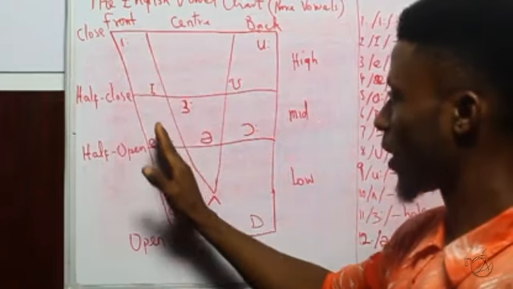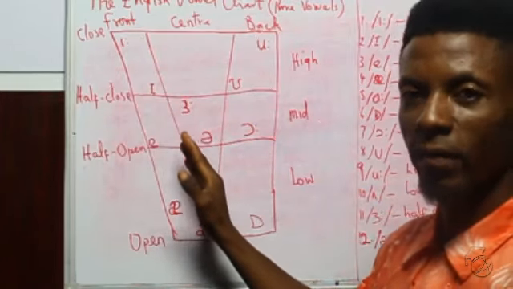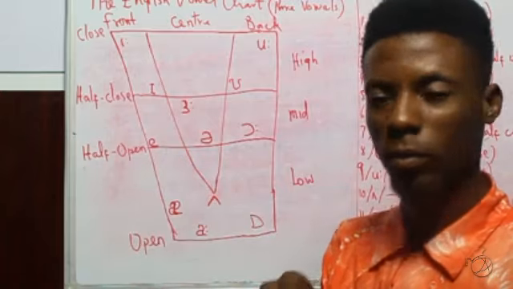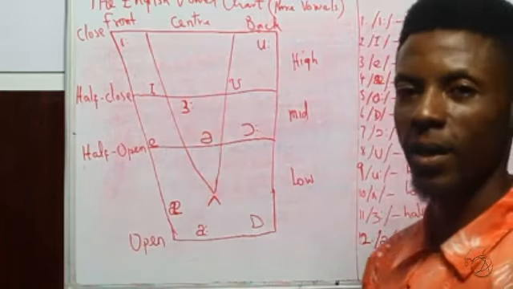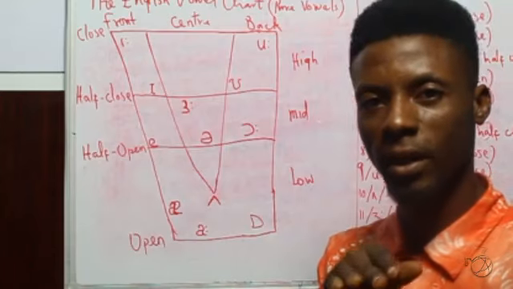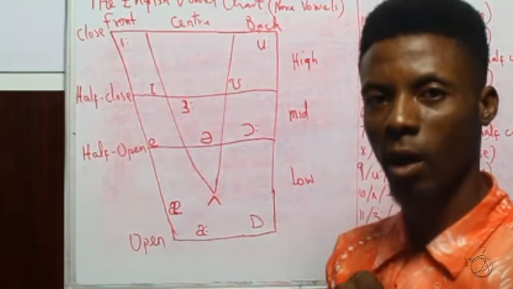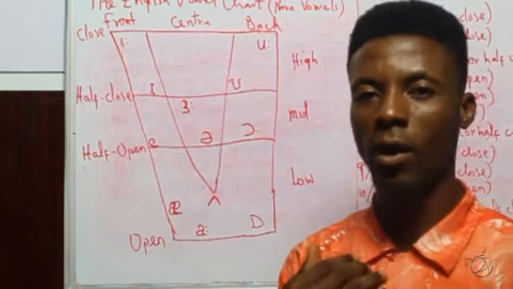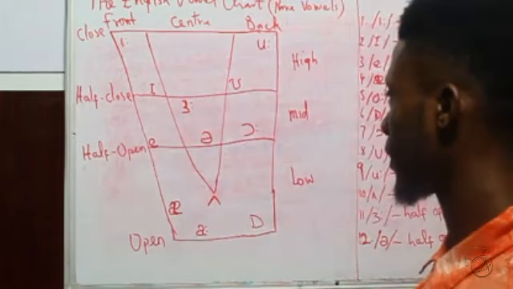The sounds that are in the front mean that whenever those sounds are articulated, the tongue comes forward. The ones in the center mean the tongue remains in the center alignment in the mouth, while the ones at the back mean that our tongue shifts backwards when articulating the sound.